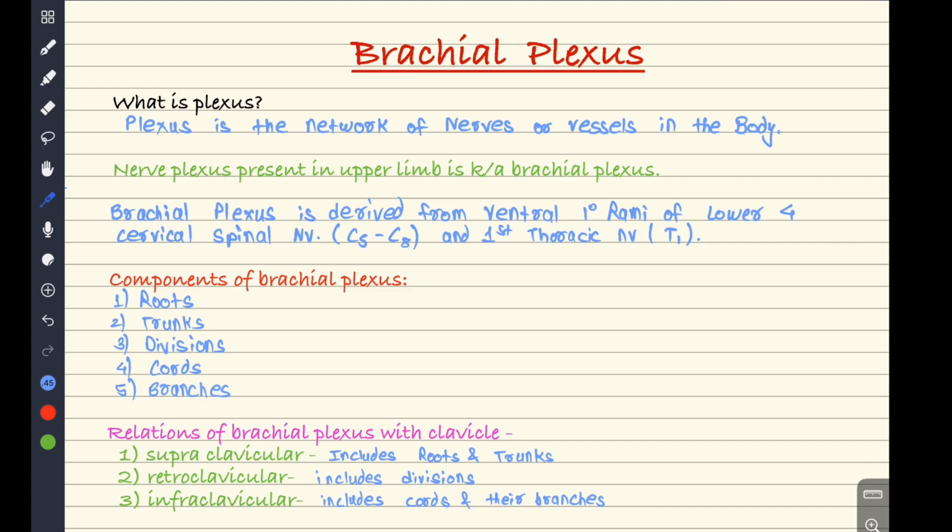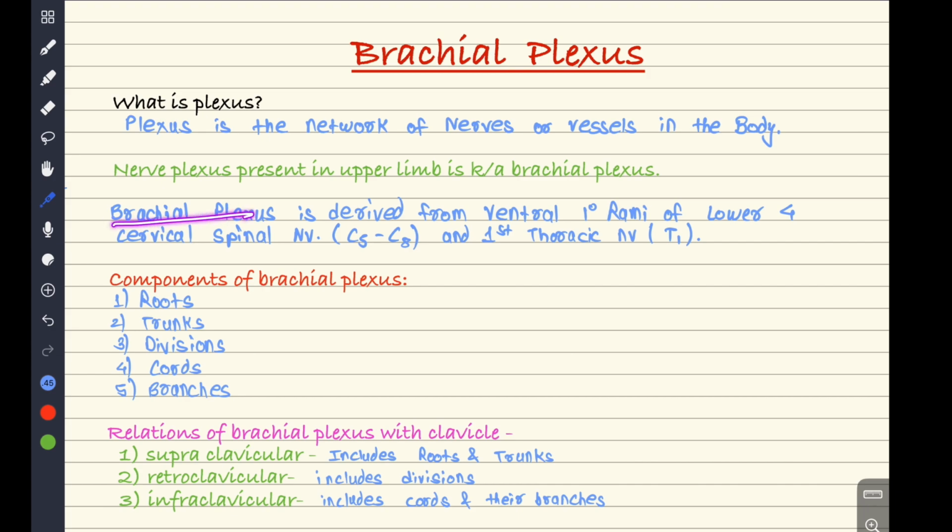Everyone, today we are going to learn about the brachial plexus. Now what is plexus? Plexus is the network of nerves or vessels present in the body. This nerve plexus present in upper limb is known as the brachial plexus.